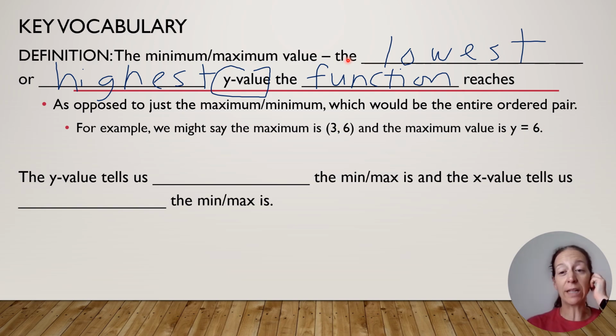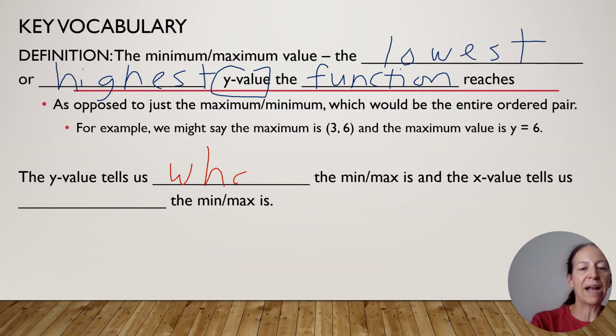The key thing you want to take away from this is that when we're talking about the minimum and maximum, we're talking about y values, not x values. Okay, y values. You might want to box that in, highlight it, or star it in your notes. The y value tells us what the minimum or maximum value is. The x value tells us where the minimum or maximum is. So you've got a what and a where.